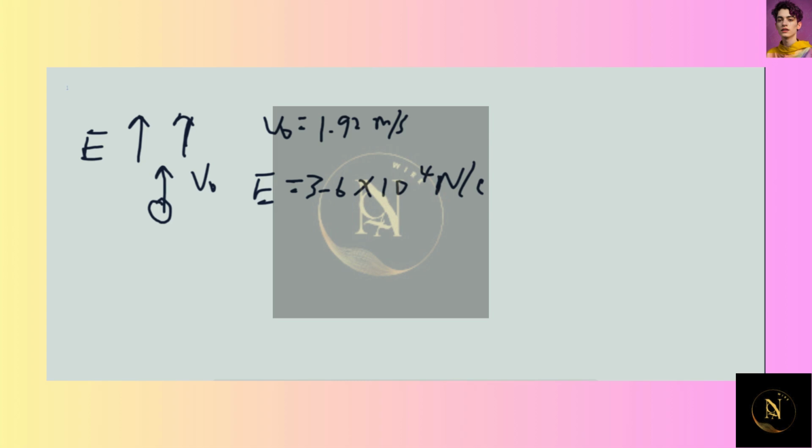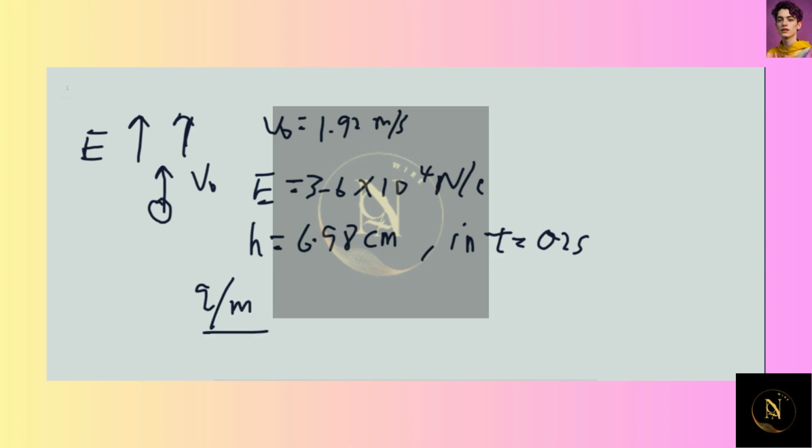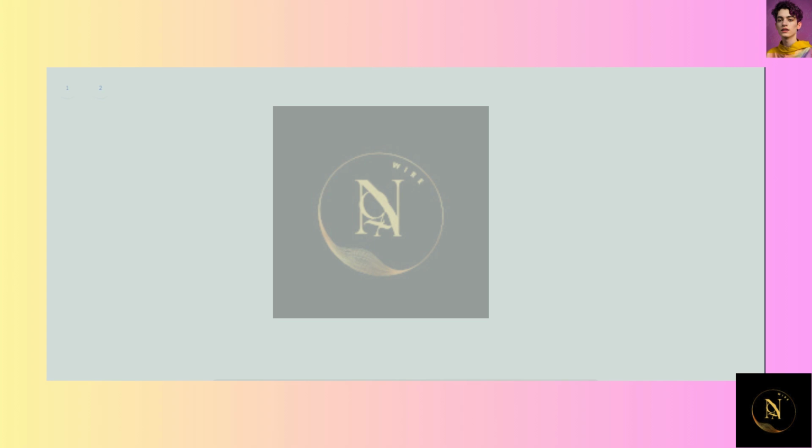And the other condition is we know that the ball travels a distance of h equal 6.98 centimeters in t equal 0.2 seconds. So the question is, we want to find out the charge to mass ratio q over m. To figure this out, we need to find the velocity at t equal to 0.2 seconds. To do that, we can utilize the energy conservation law.